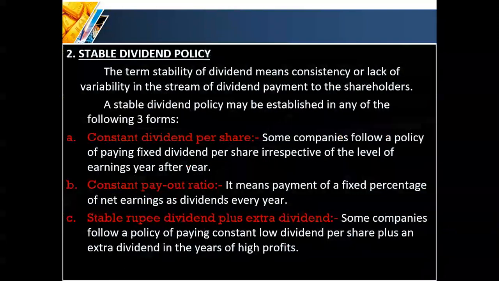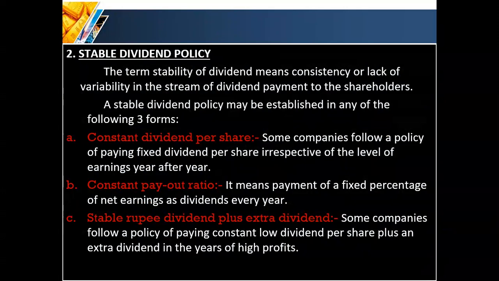And the second one is stable dividend policy. Here, the term stability of dividend means consistency or lack of variability in the stream of dividend payments to the shareholders. Stable dividend policy may be established in the following three forms: constant dividend per share, constant payout ratio, and stable rupee dividend plus extra dividend. So this category of dividend policy ensures regular payment of a fixed percentage.